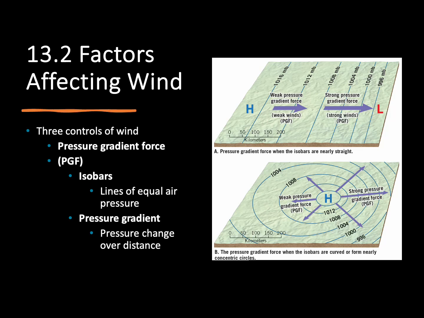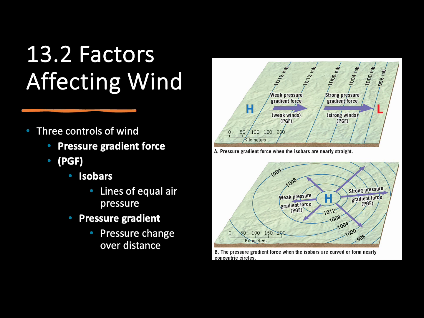There are three main factors that control our wind, and the first is called the pressure gradient force, abbreviated PGF. With these, we want to look at how widely spaced our isobars are from one another. An isobar is a line of equal pressure, so if we look along this 1008 millibar isobar, this blue line, everywhere along this line will be exactly 1008 millibars in pressure. It's all equal along that line.